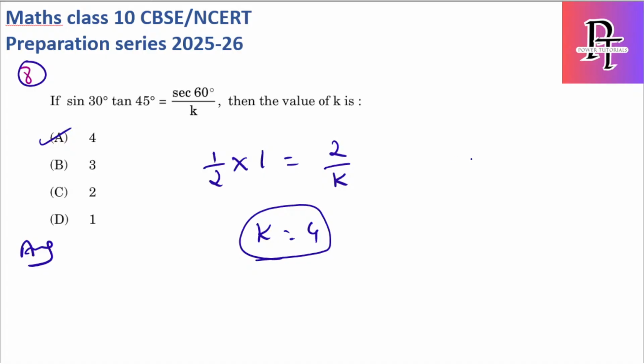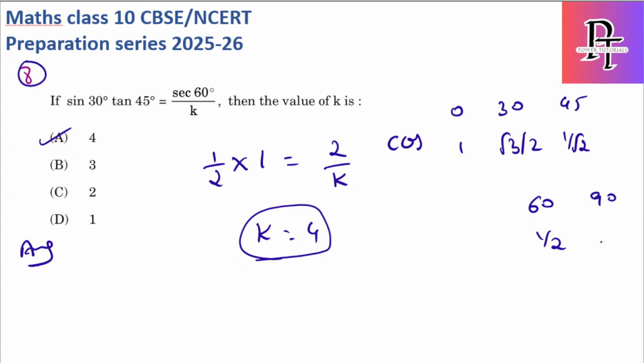Okay, so here I will write for cos. Previously I told you for sin, now I will tell for cos. Cos 0 is 1, cos 30 is root 3 by 2, cos 45 is 1 by root 2, cos 60 is 1 by 2 and cos 90 is 0.